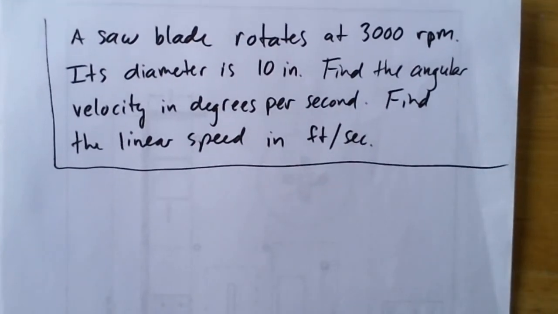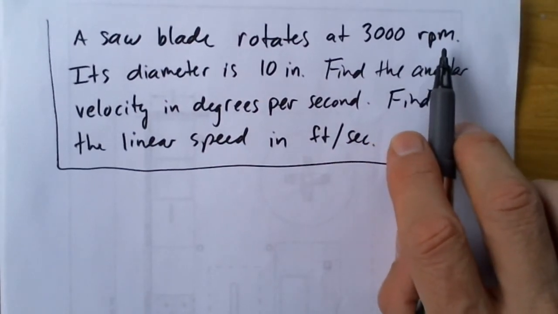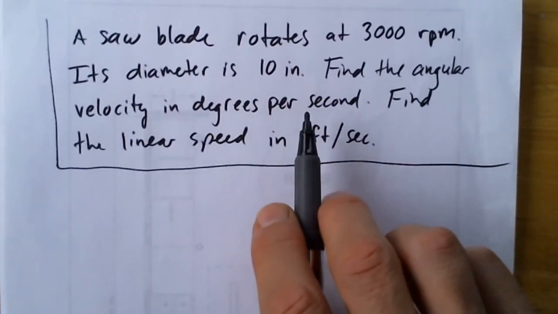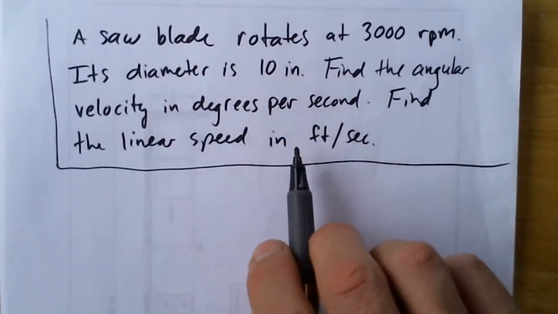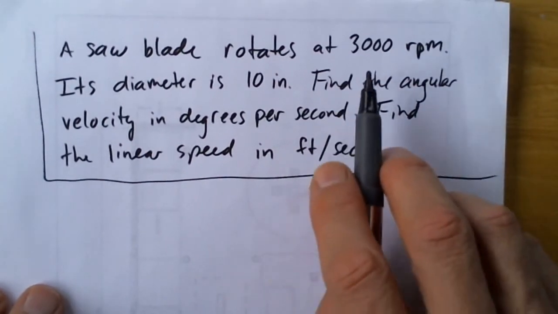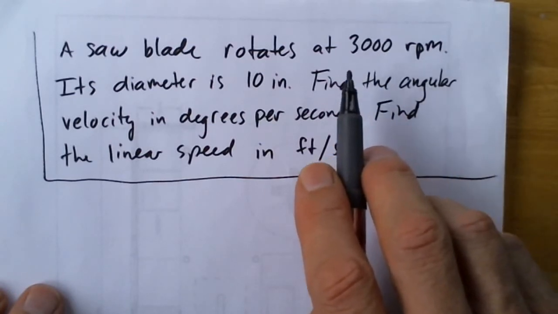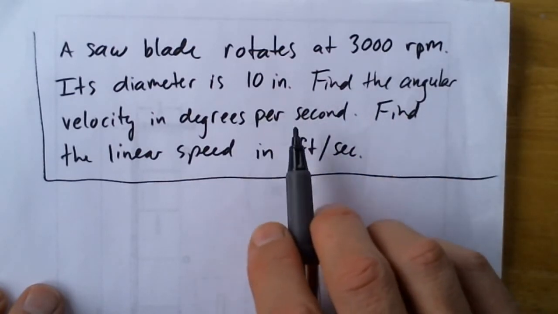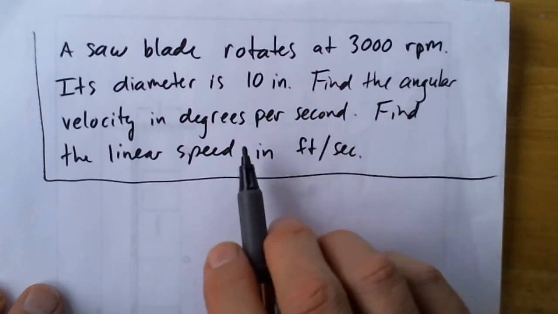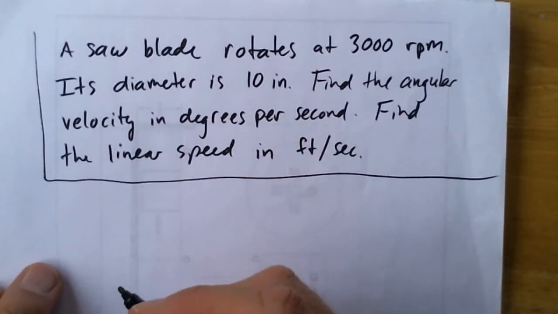A saw blade rotates at 3,000 RPM, which is revolutions per minute. And then we're going to convert to degrees per second and also convert to feet per second. Two separate problems. So we are given rotational motion, and so to go to degrees per second we don't need a conversion with the circumference, but to go from rotational to linear we'll need the circumference. Pause the video and try that one.